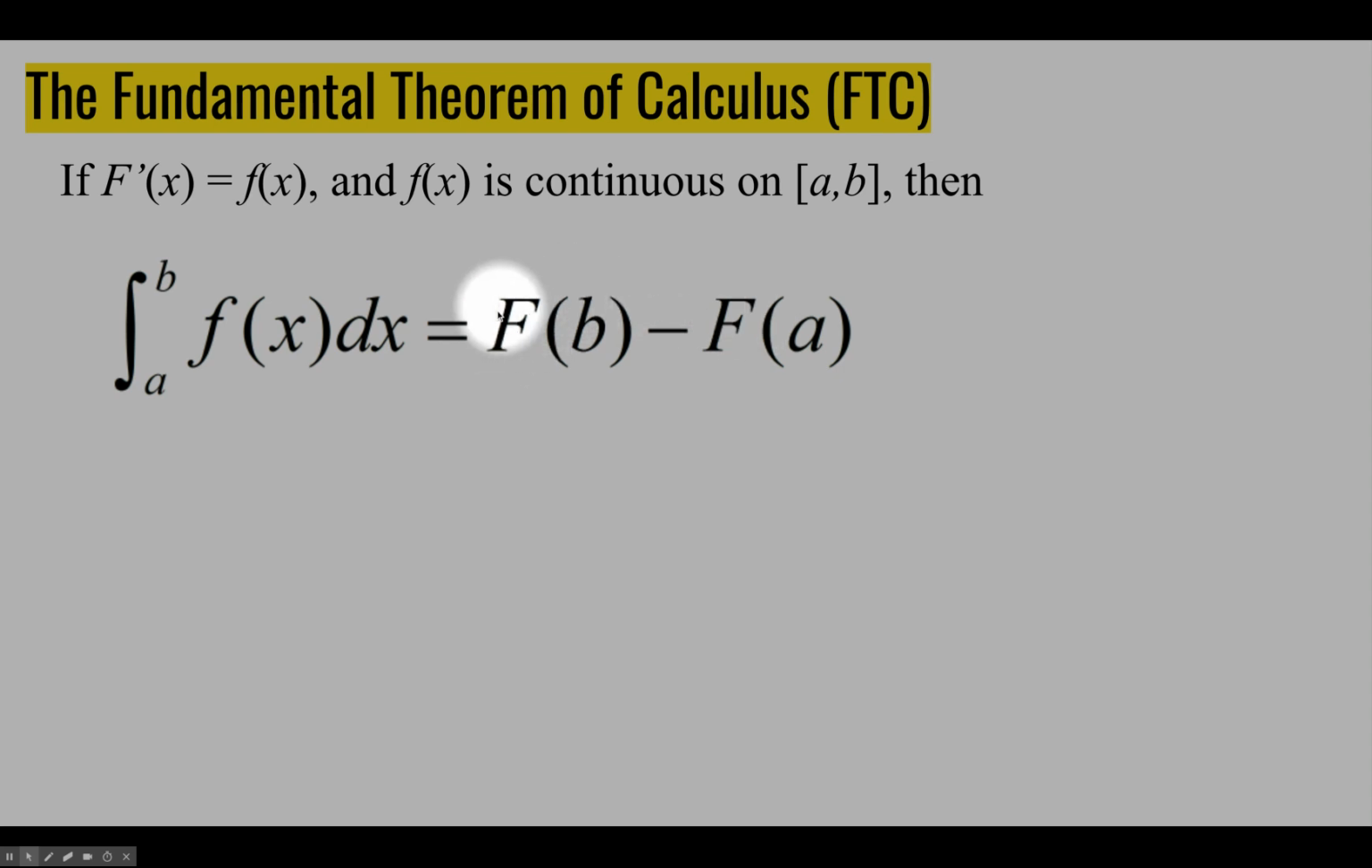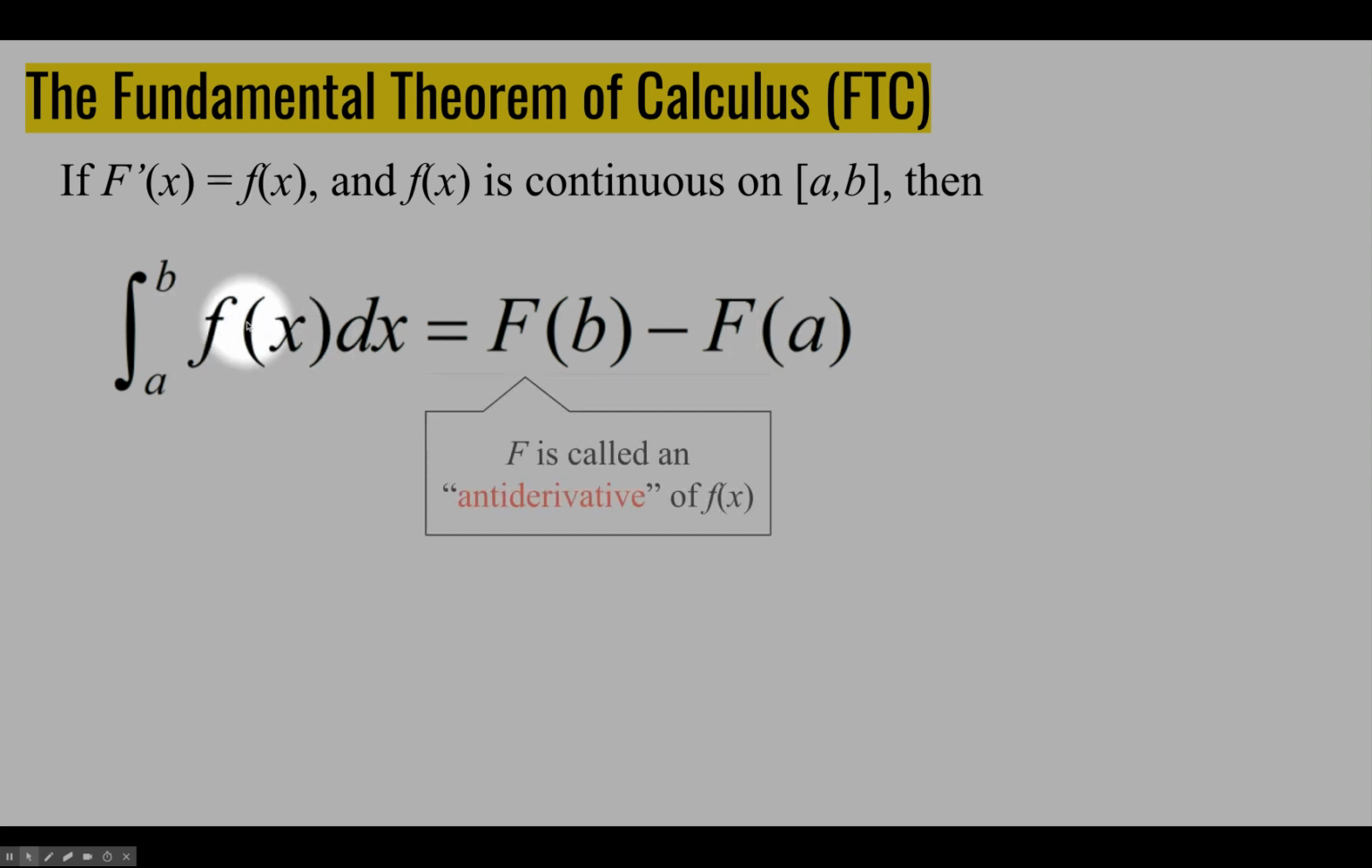So if I know what capital F is, then I can simply plug in the two limits of integration, always the upper limit that's up here first, minus capital F at lower a, and that's going to give you the signed area of that function, little f. So we call capital F the antiderivative of little f.